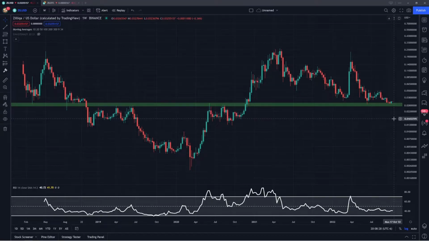Today I'm going to be covering a long-term market analysis for Zilliqa. I'll be looking at some very key levels of support and resistance for both the ZIL-USD and ZIL-Bitcoin pairs. I'm also going to be talking about what I want to see play out in the charts in order for me to get bullish on this altcoin.